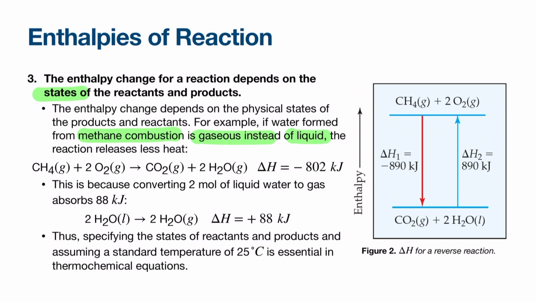Here's an example. Burning methane to form gaseous water releases 802 kilojoules of heat instead of 890 kilojoules because converting liquid water to gas absorbs 88 kilojoules of heat. This energy reduces the net heat released by the reaction. So in thermochemical equations, it is very important to include the physical states and assume a standard temperature of 25 degrees Celsius. Otherwise, delta H could be misleading.